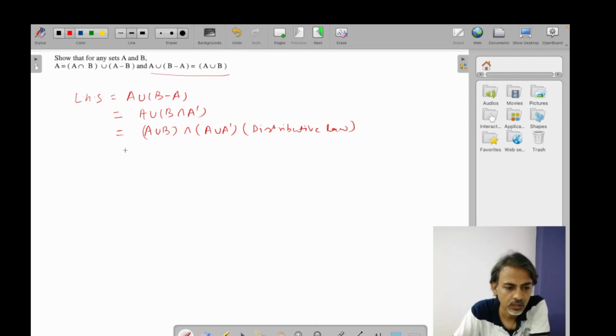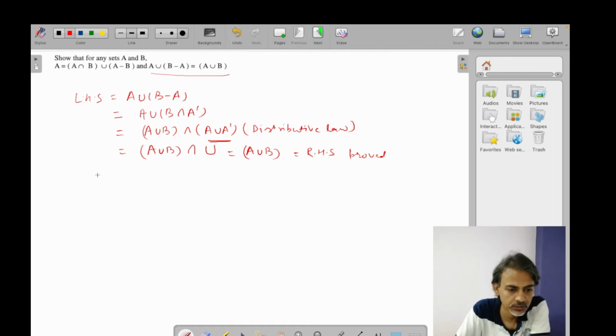Alright. Now A union B is A union B, but when we look at this A, this part, this becomes universal set U, and doing an intersection of anything with a universal set will return the same set. So this is A union B. Alright, which is nothing but the RHS we need to prove, which is proved. Alright, this part is done.